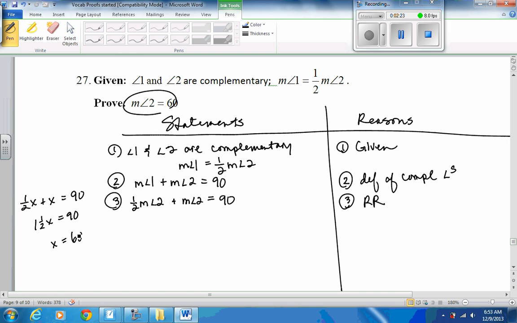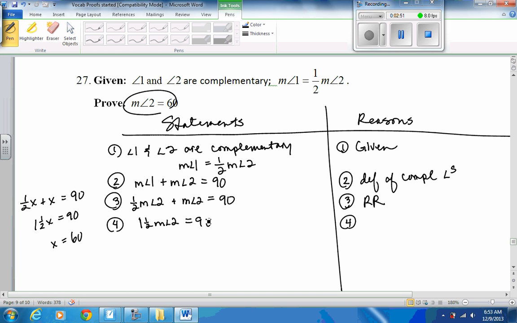60. Or maybe if you had 3/2, you could multiply by the reciprocal to get the 3/2 to cancel. 2 times 90 is 180. Divided by 3 would be 60. So you could do that a couple different ways. So I'm going to do those last couple steps here in the proof, but instead of x's, I'm going to say measure of angle 2's. So I have 1.5 measure of angle 2's, if you will.